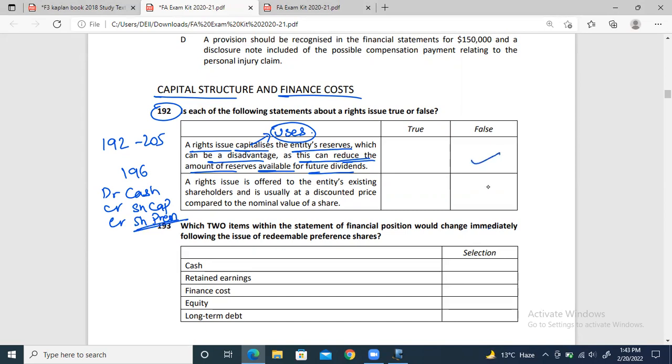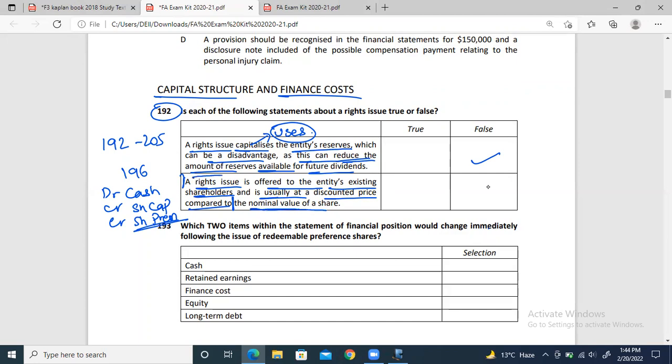This is false. Okay. Now, second one: a right issue is offered to the entity's existing shareholders and is usually at a discounted price compared to now. Till here, all the statement is correct, right? You need to act very smart. You need to act very clever in front of the examiner. Till here, the whole statement is correct. But look at the last 4 or 5 words. Look, compared to the nominal value of the share. No, this is completely wrong.